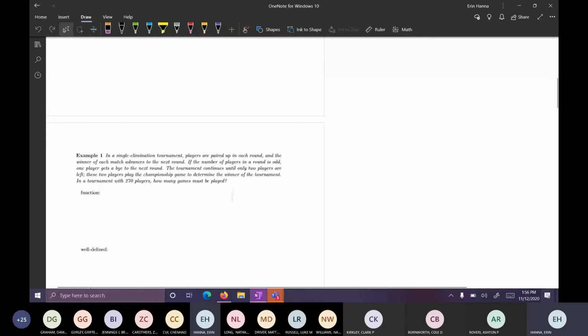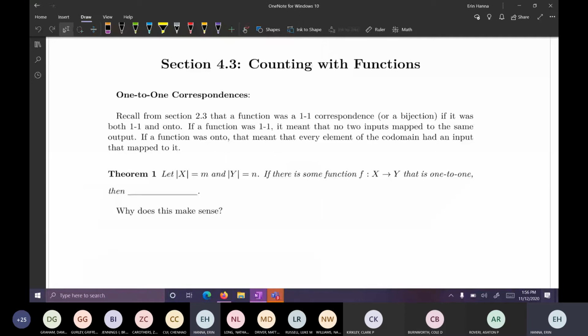So we've got to kind of recall some definitions from when we talked about functions back in chapter 3, 2, 3? I don't remember. Anyway, when we talked about functions, we talked about one-to-one, onto, well-defined, all that jazz. It's going to come back to us a little bit here. Oh, it says it right there. Recall from section 2.3, a function is a one-to-one correspondence if it is both one-to-one and onto.